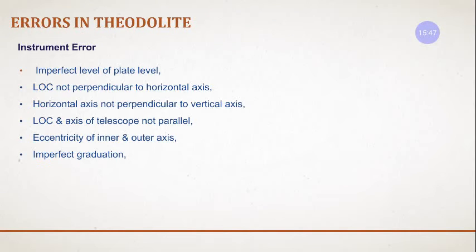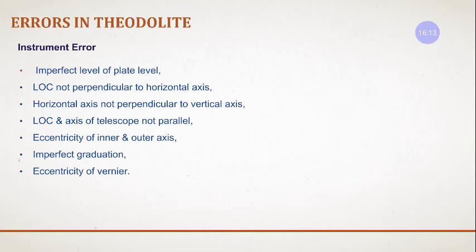Imperfect graduations. The vernier readings that you take on A and B, right? A and B vernier readings you take. If those graduations are improper and the scale of those graduations are not proper, then there is an instrumental error. Obviously, if the readings are wrong, the readings will come wrong because of the imperfect graduations.